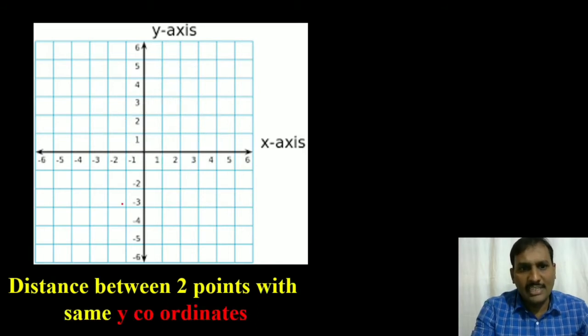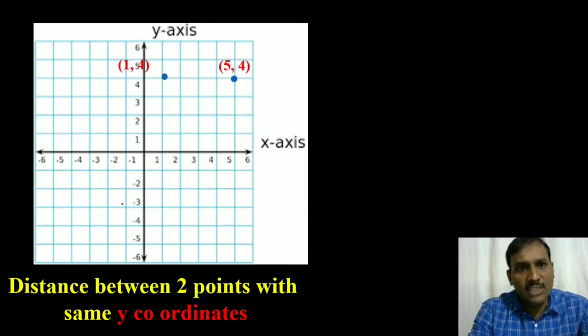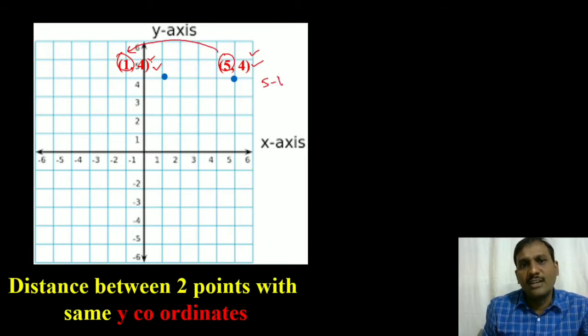Okay, so let us generalize this, or let us take the distance between 2 points with same y coordinates now. So what about these points? 1, comma 4 and 5, comma 4. Here the x coordinates are different, but the y coordinates are same. So in this case also the formula will be same. The difference of x coordinates, that will be 5 minus 1 is equal to 4.